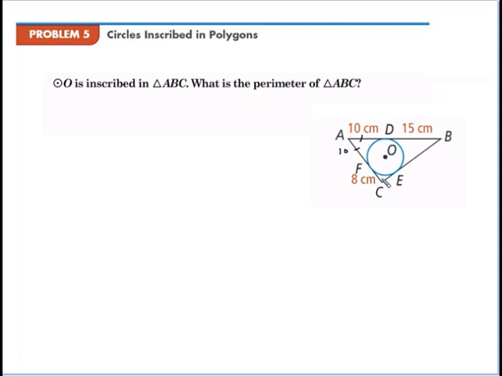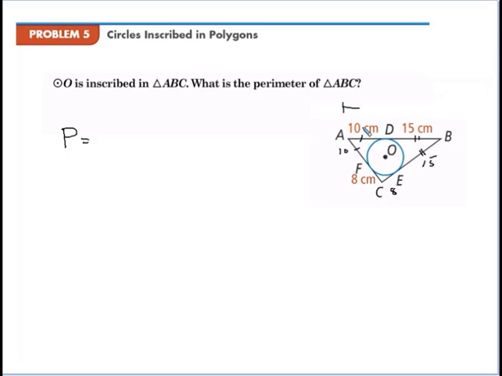Same thing on these other two sides. So if BD is 15, I can put 15 again from B to E. And likewise, if CF is 8, I can put another 8 right there. CE will be 8. So now all I've got to do to get the perimeter is to add up all the sides. Now let's just go ahead and add them up or subtotal them as we go here.